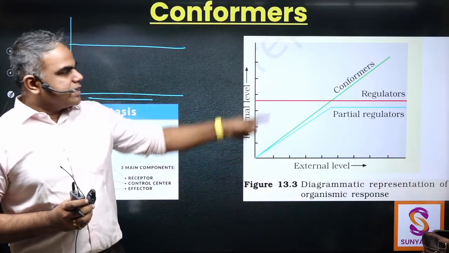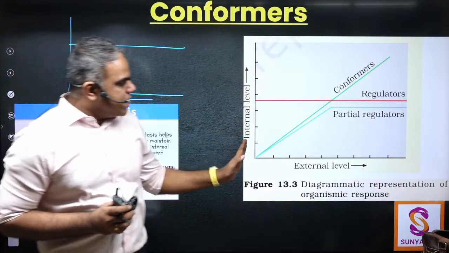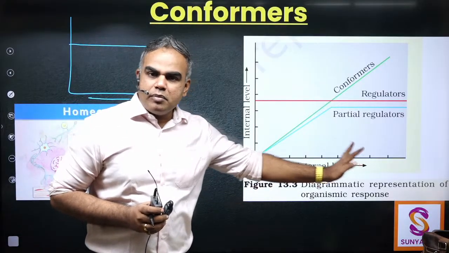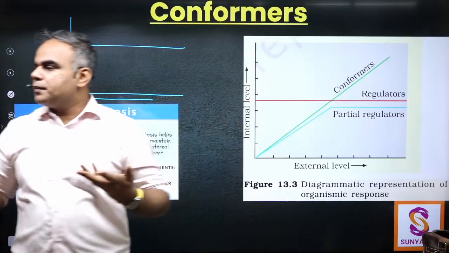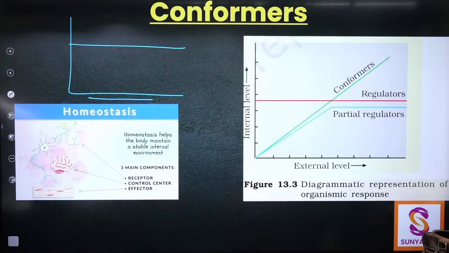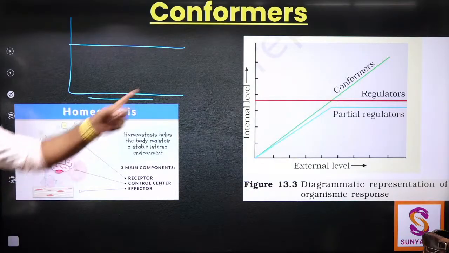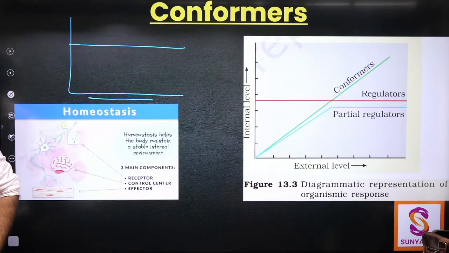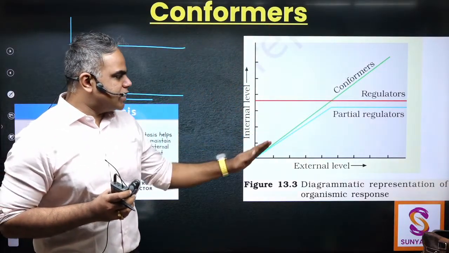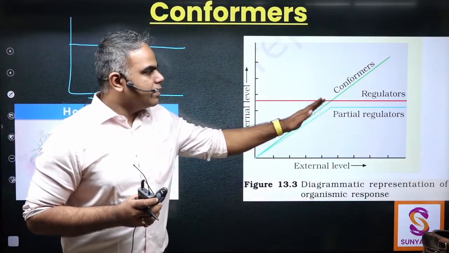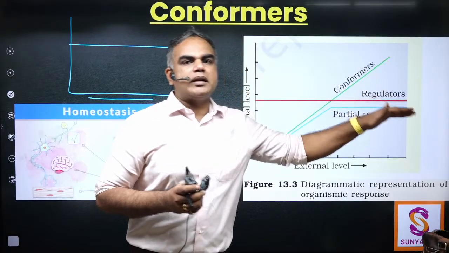Second is conformers, in green here. My external environment changes, and my internal environment is also changing. They are conforming. If it is hot, they change as per that. If it is cold, they change as per that. That is why the name is conform. There are some people who easily conform; whatever the situation, they will adapt. And then there are partial regulators, which means they conform over a period of time, but then they will regulate themselves.